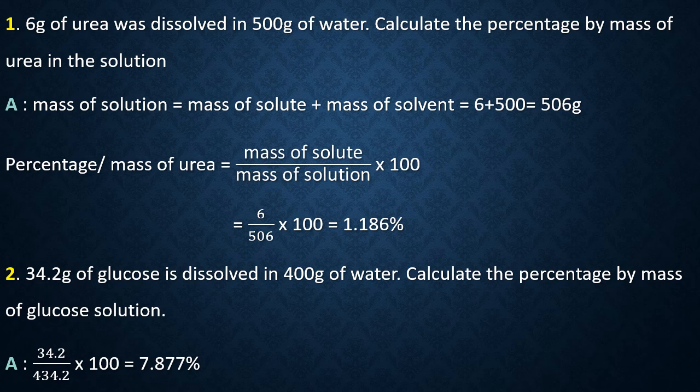Now second example: 34.2 gram of glucose is dissolved in 400 gram of water. Calculate the percentage by mass of glucose in the solution. The method is the same. You please work it out.